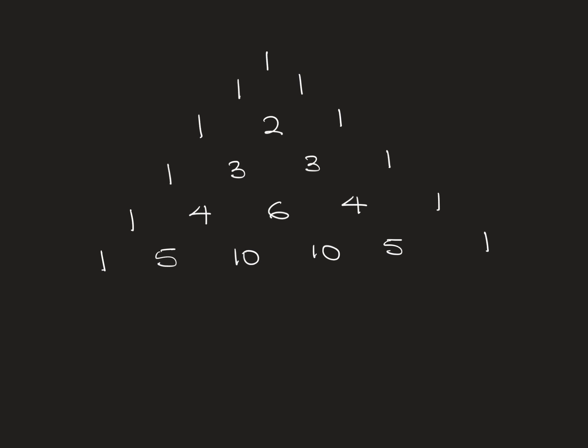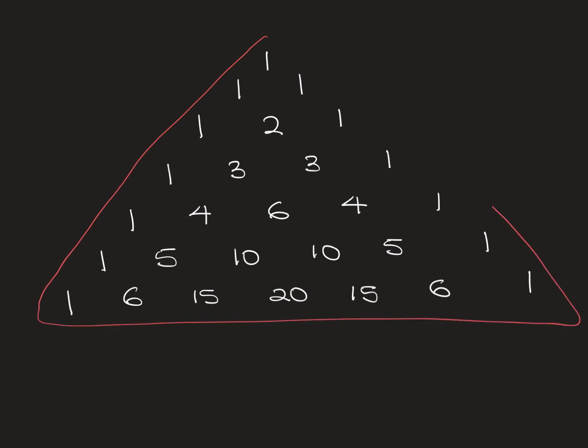1 plus 5 is 6. 5 plus 10 is 15. 10 plus 10 is 20. 10 plus 5 is 15. 5 plus 1 is 6. Then the ends will be 1, 1. And this sequence will continue. So if you look at the shape that it comes to, it depicts a triangle, and that is why it is called Pascal's triangle.